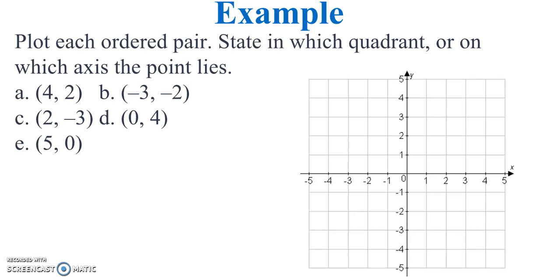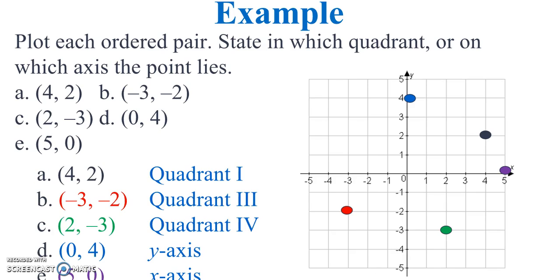So I have all my different ordered pairs, and I'm going to plot them really fast. So I have 4, 2; -3, -2; 2, -3; 0, 4; and 5, 0. Based on the question, I need to state which quadrant or which axis each one points on. I like to color coordinate, as you know, so I color coordinated my answers. I know that 4, 2 is in quadrant 1 because they are both positive. I know that -3, -2 is in quadrant 3 because they are both negative numbers.